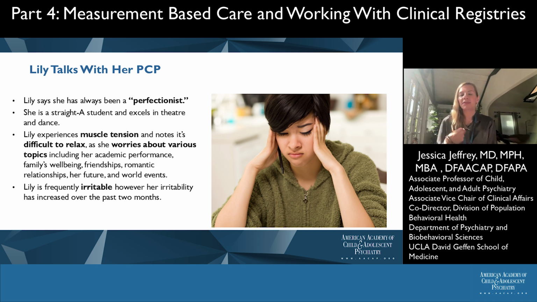She's describing her symptoms to the PCP, and she's sharing that she experiences muscle tension, and says it's difficult to relax, and she's been having a lot of worry about different topics, including her academic performance. And we know, again, she's always been a straight A student. She also worries about her family's well-being, friendships, a romantic relationship, her future, and really the world at large, so world events. Lily has been irritable, but her irritability has increased over the past 2 months.